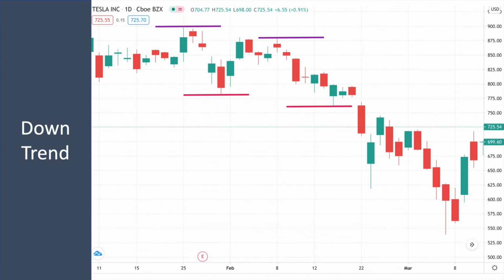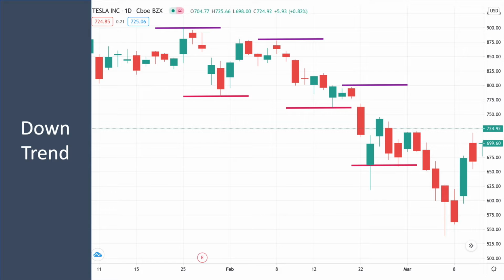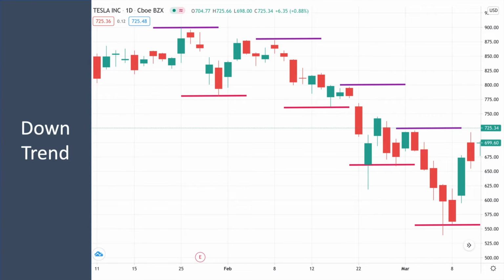A downtrend is exactly the opposite. Now we're getting both lower highs and lower lows. So essentially, we have both the highs and lows reducing over time. Lower highs and lower lows.